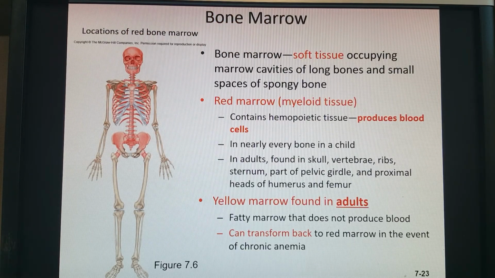So inside the spongy bone, we do have bone marrow. We have two different types of bone marrow. So we have red bone marrow. This is the one that's going to produce our blood cells. And in an adult, in this little picture, everything that is red on this picture is where adults will have red bone marrow, and therefore blood cell production. The rest of it is yellow marrow. It can transform back to red marrow if you are anemic and you need more blood cells.